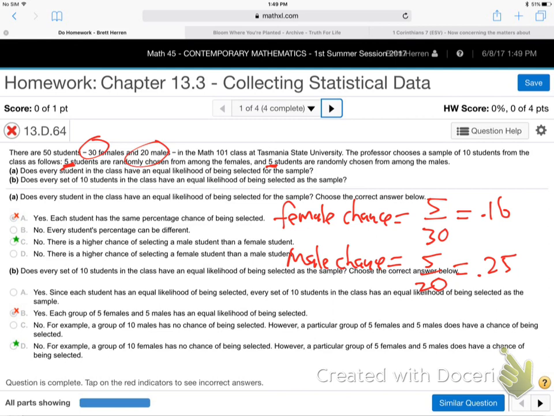Truly random would just be throw all 50 names in a hat, pick out 10. Not break them into men and women and pick from there. That wrecks the randomness. Everybody see that? To be purely random is to have them all in one hat. All right.